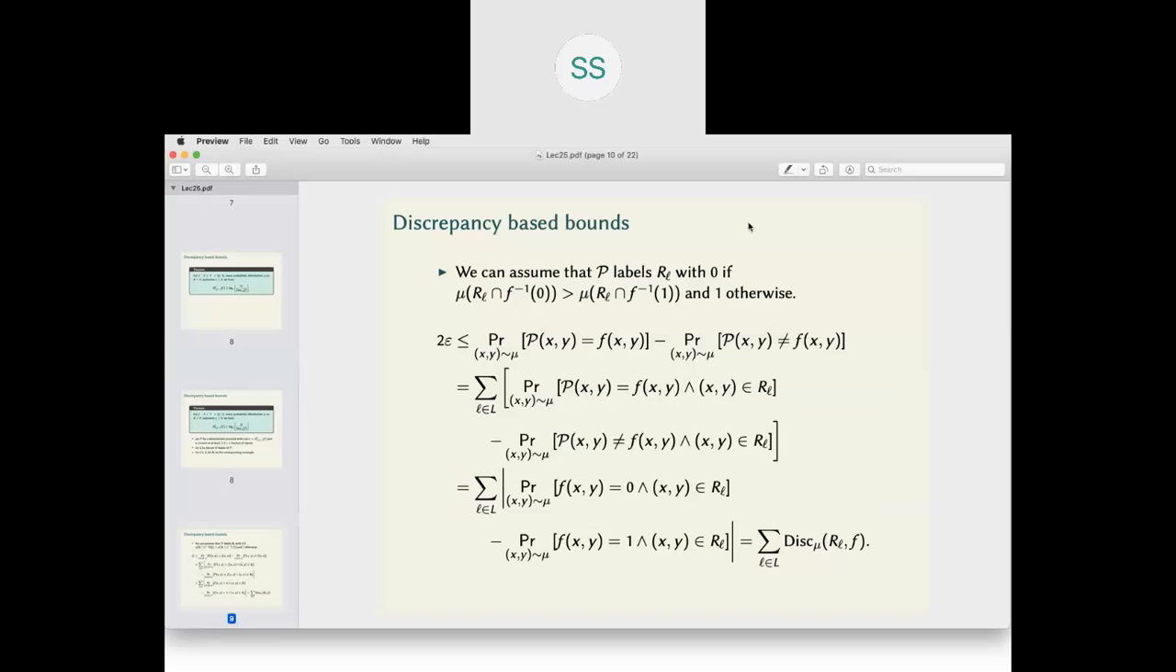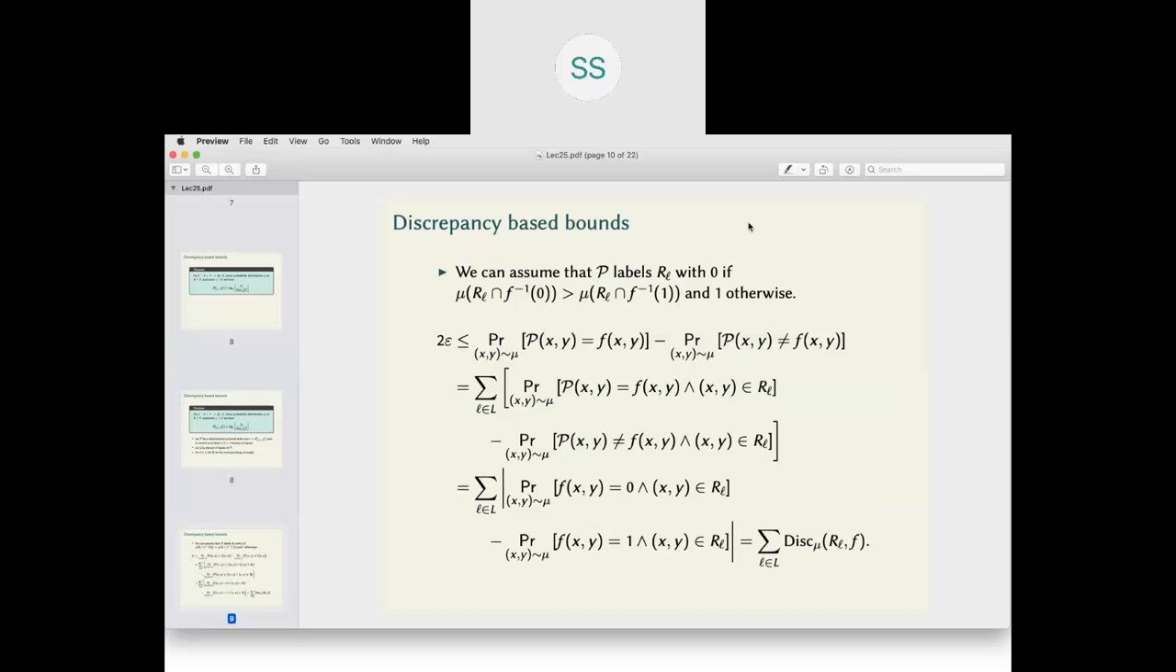Now let us look at all the possible pairs of all the possible inputs and look at the probability, or the measure, of the inputs where the protocol gets it right minus the measure of the inputs where the protocol gets it wrong, right? So we know that the protocol gets it right on at least half plus epsilon and gets it wrong on at most half minus epsilon. So the difference is at least 2 epsilon, right?